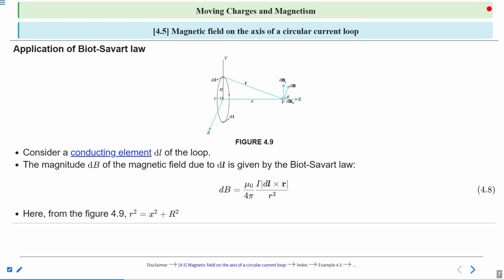Now from figure 4.9 you can see the Pythagoras theorem. Apply the Pythagoras theorem in this triangle between OP and this dl current element. So you will get small r square, which is the hypotenuse, equal to base square plus perpendicular square. So r square is equal to x square plus R square, by applying the Pythagoras theorem from figure 4.9. You have to put this r square in 4.8 in the further steps.